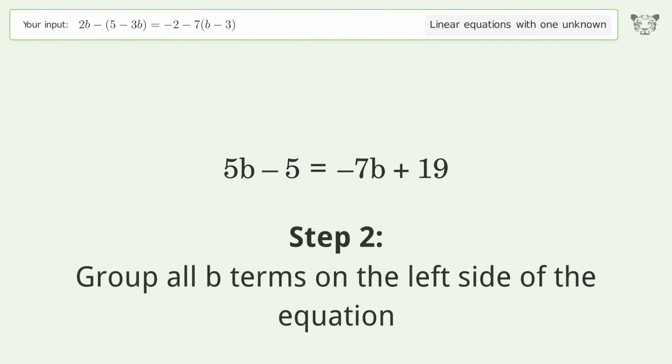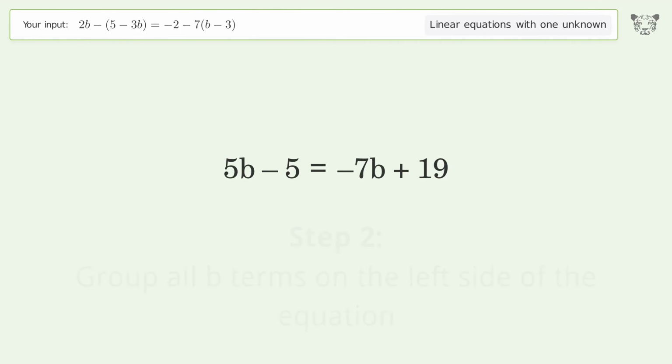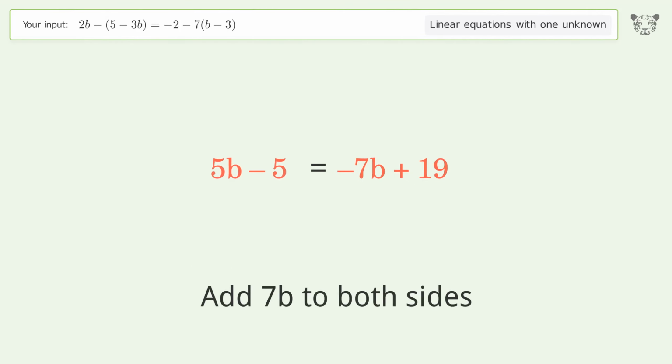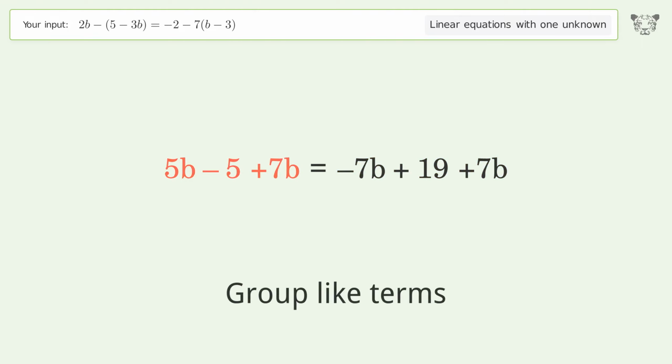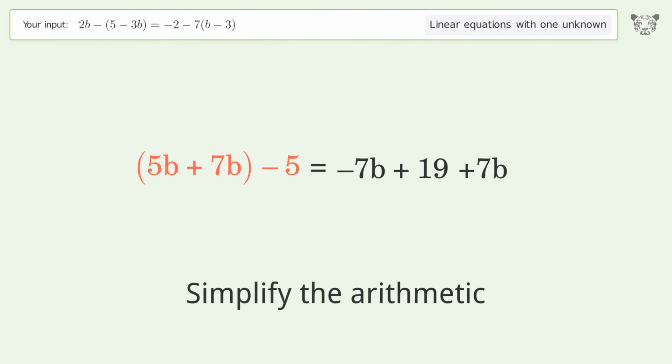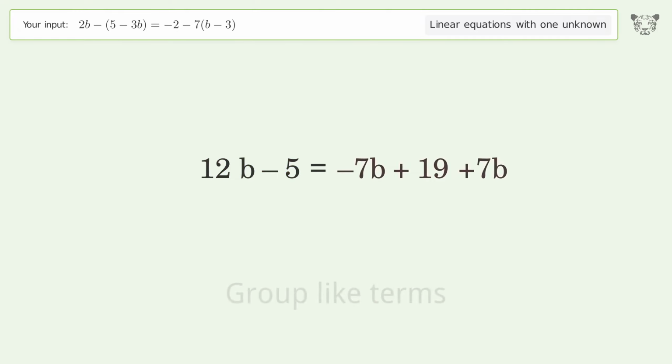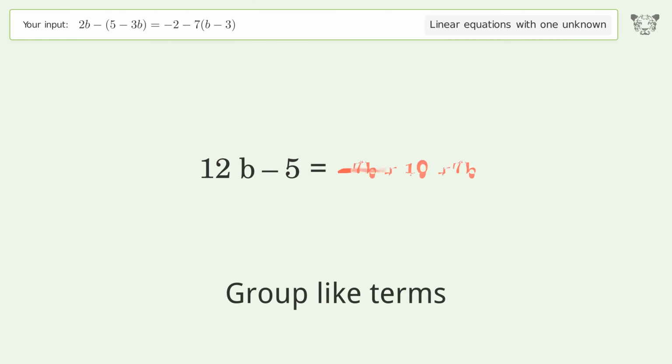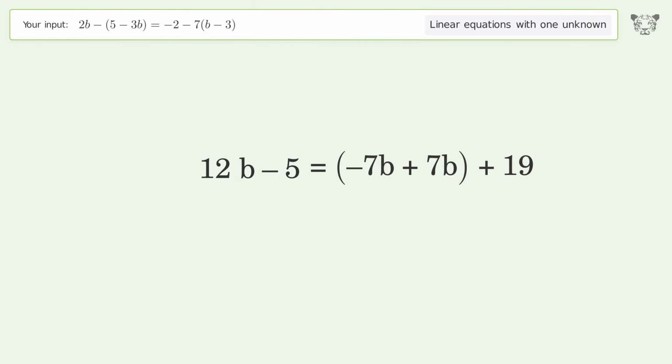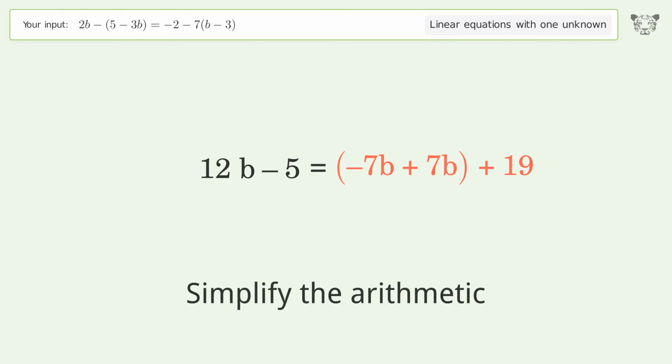Group all b terms on the left side of the equation. Add 7b to both sides. Group like terms. Simplify the arithmetic. Group like terms. Simplify the arithmetic.